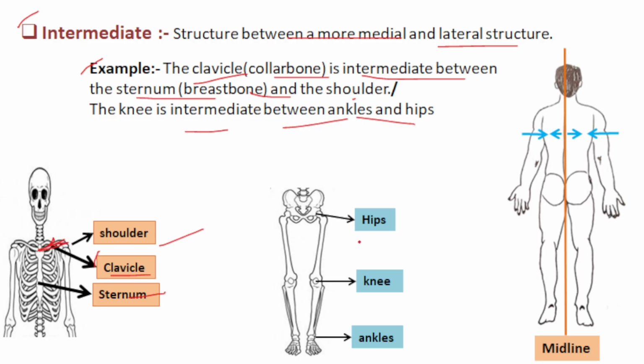And the second example is the knee is intermediate between the ankle and hips. You see that this is the hips, this is the knee, and this is the ankles. So obviously the knee is present between the hips and ankles. That's why the knee is intermediate between the ankle and hips.